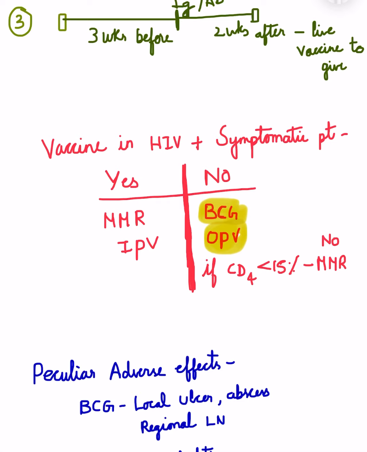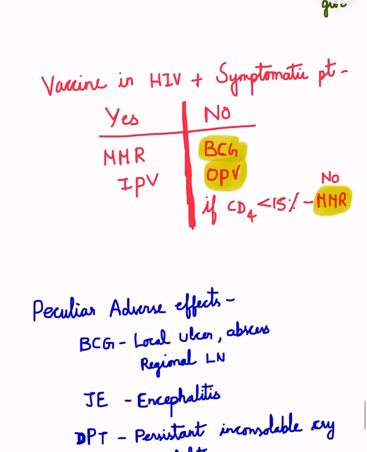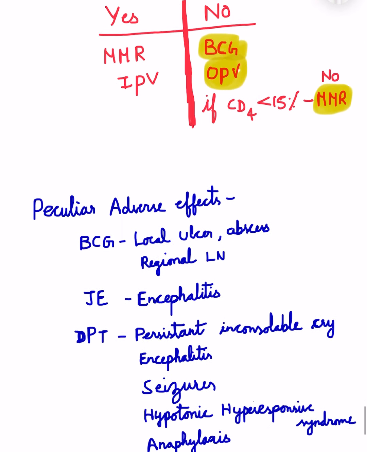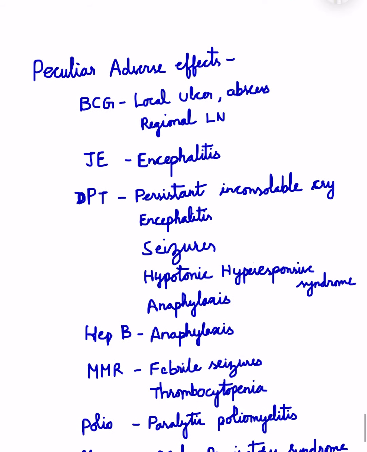If the CD4 count is less than 15%, that is severely immunocompromised, even MMR vaccine is contraindicated. If the person is HIV positive and symptomatic, the other vaccines like MMR and IPV can be given only if the CD4 count is not less than 15%, that is, not severely immunocompromised. Even MMR is contraindicated otherwise. Let's see a few peculiar adverse effects of the vaccines.